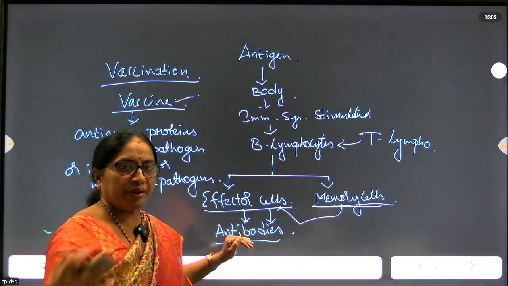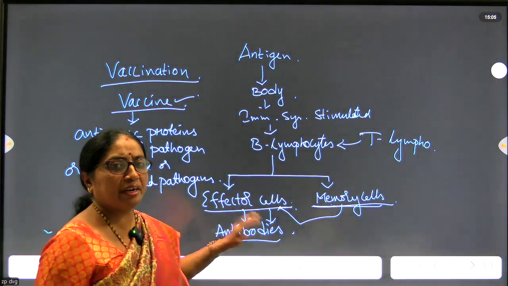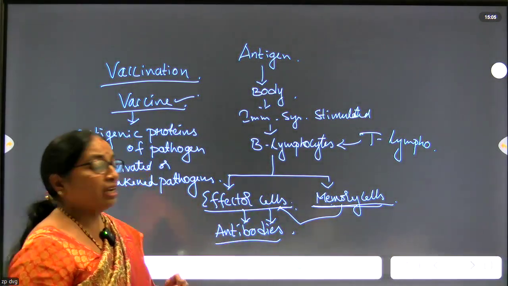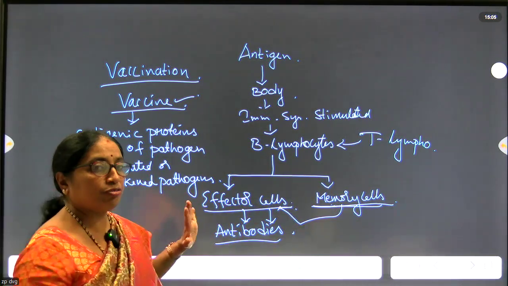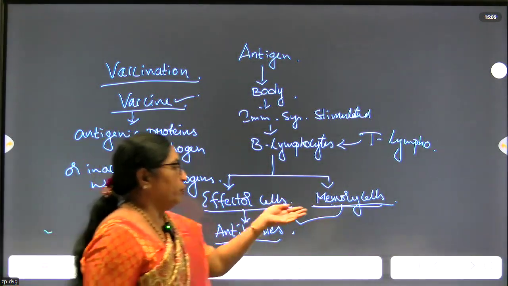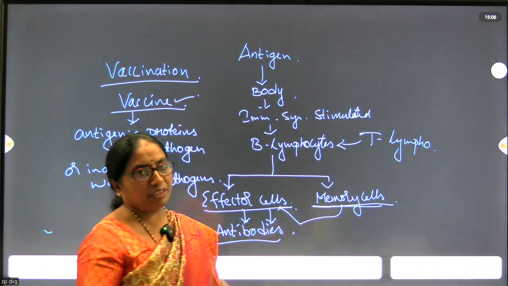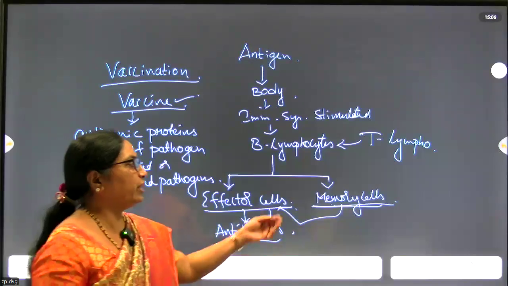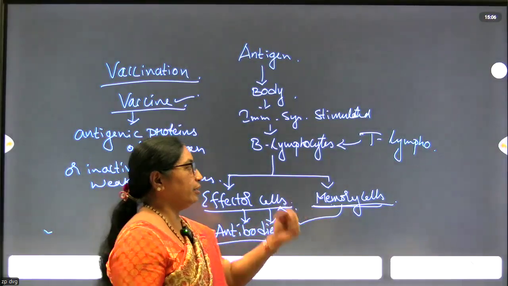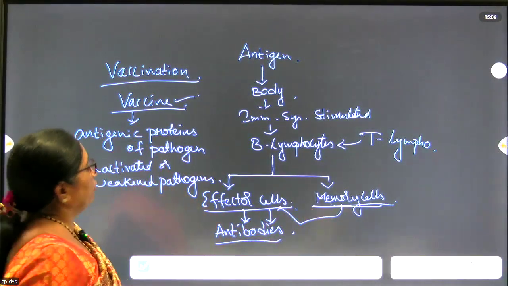So the antibodies are ready. If at all there is an infection, the antibodies will destroy the antigen and the person will get rid of the infection. The memory cells will stay in the body even after the infection has subsided, for some months or sometimes even years. So that's the base of vaccination.